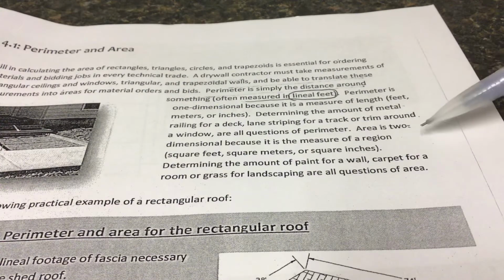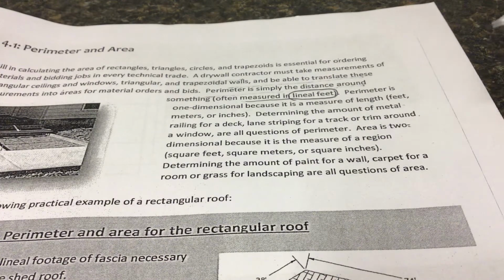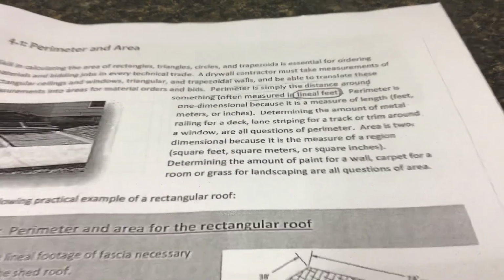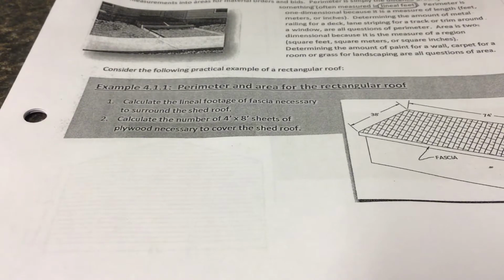Area is two-dimensional because it measures a region in square feet or square meters or square inches. Determine the amount of paint for a wall or carpet or shingles. You would need to do area for all of those. So, getting into an example, we're going to go through a couple of examples today.